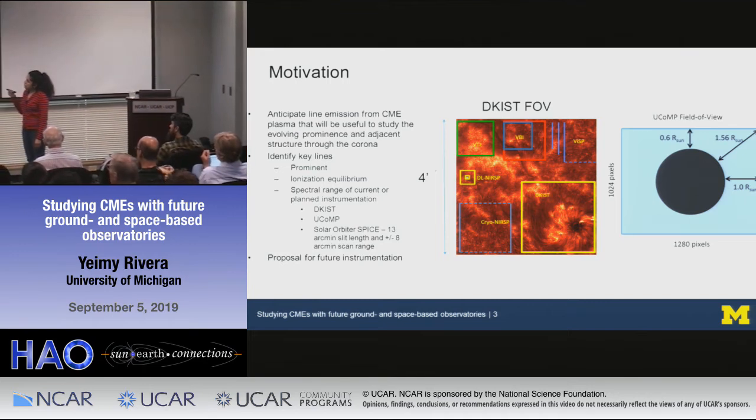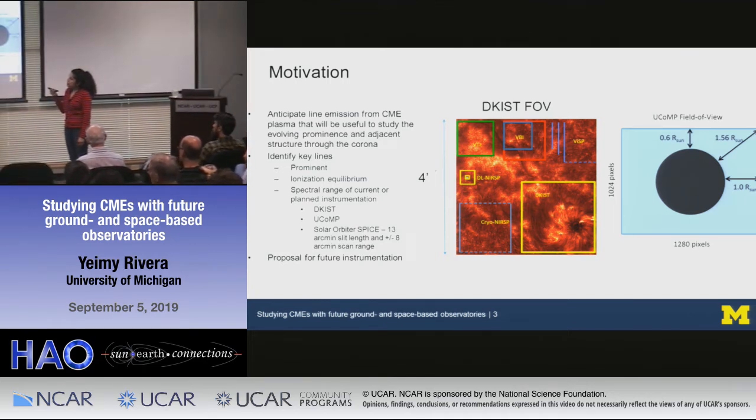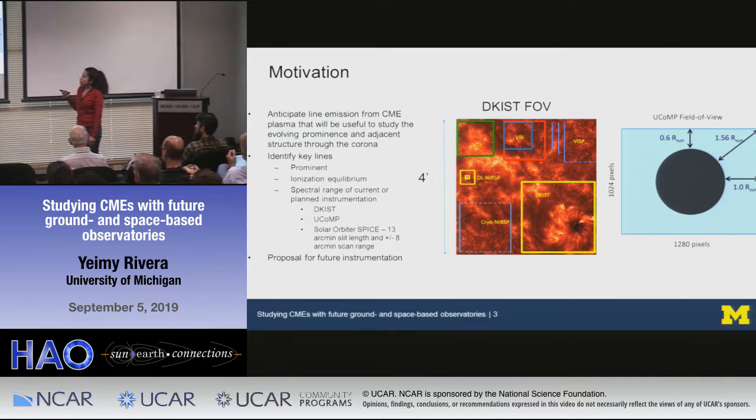And of course, we want to know which future instruments will be capable of observing some of those lines that might be useful. So like I mentioned in the abstract, this work focuses on observations from DKIST, UCOMP, and SPICE on Solar Orbiter, but of course these lines have probably been observed by other instruments, current and past instruments, as well.